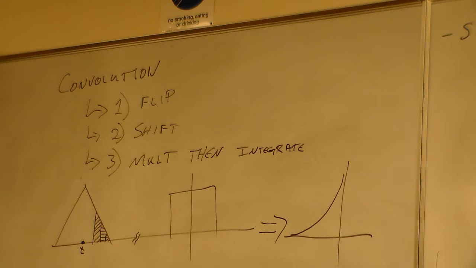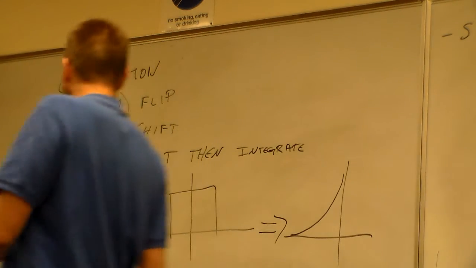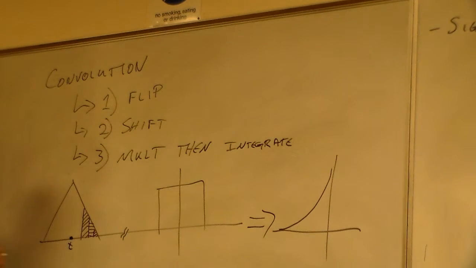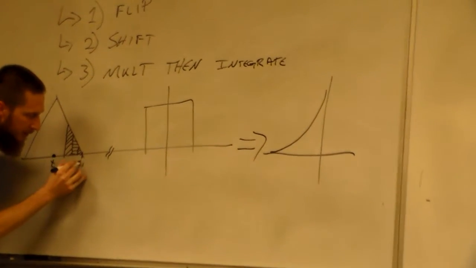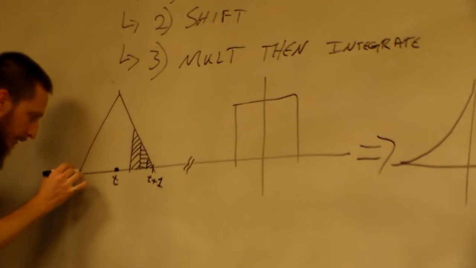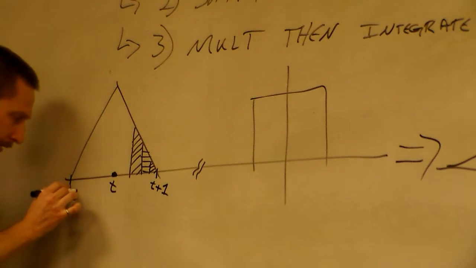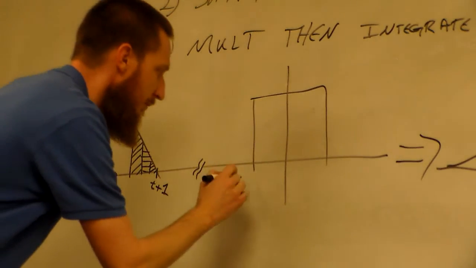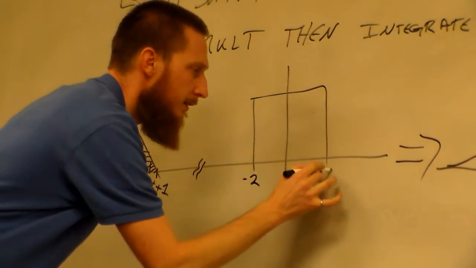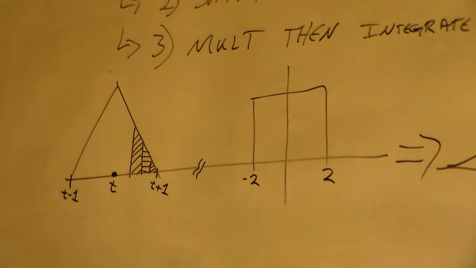I forgot, how do you know without integrals and stuff where the output starts? Like what value of t, I guess? Okay, so when we look at this, let's assign some numbers to this. Let's say that this value is t plus 1, and this value is t minus 1. Okay? And this guy is going to be minus 2, and he's going to be plus 2. Okay?